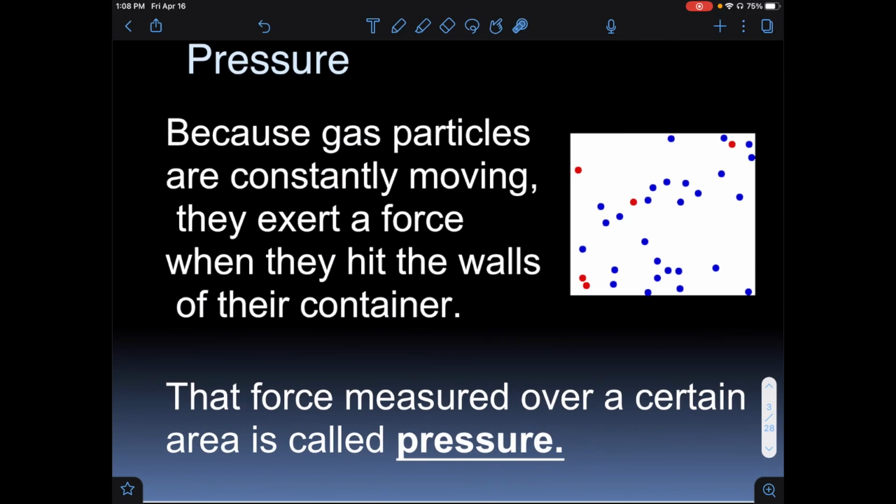Pressure is something we're also going to have to keep in mind. That's another variable we're going to be working with. Because gas particles are constantly in motion, zooming all over the place and bumping into each other and hitting the side of the container, they exert a force when they hit the walls of the container. That force is measured over a certain area, and we call this pressure.